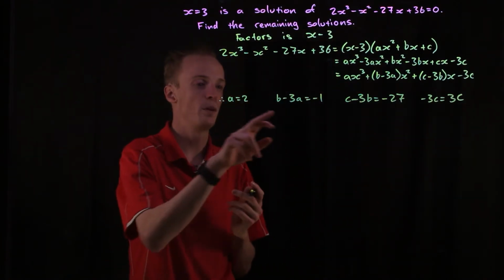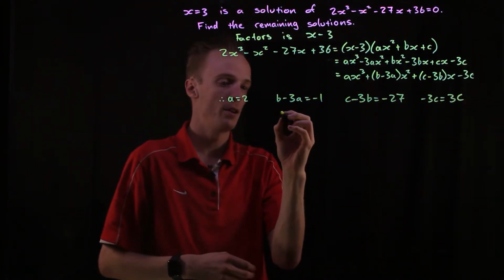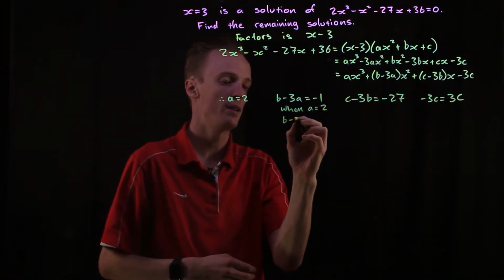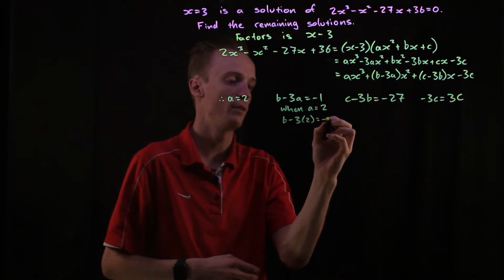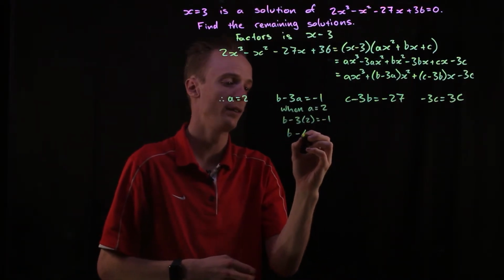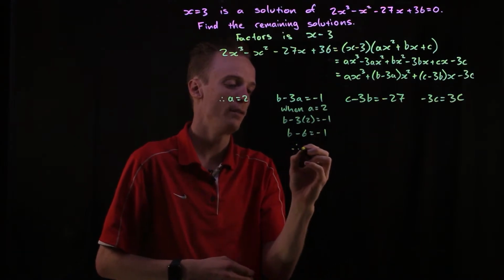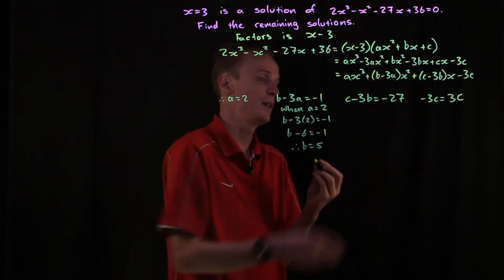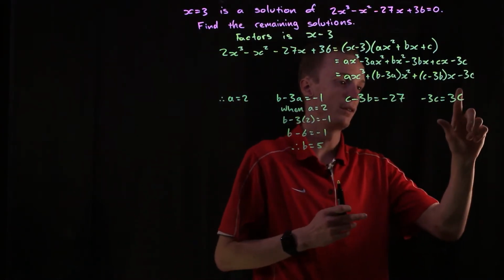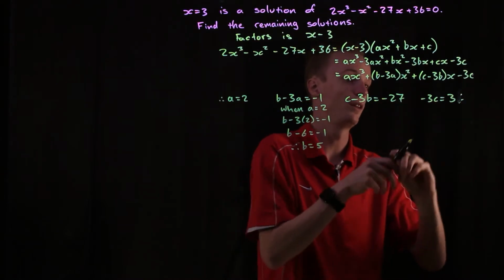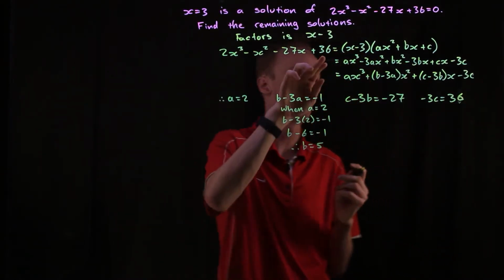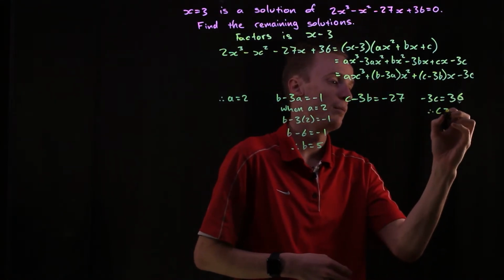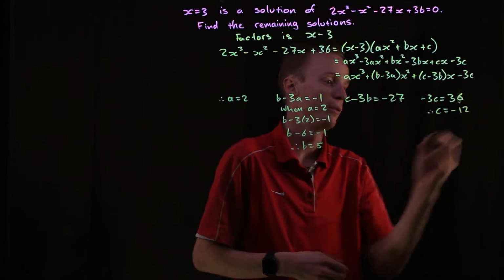Since I know my a, let's quickly find what my b would be. So when a equals 2, my b minus 3 times 2 should equal negative 1. So that means my b minus 6 should equal negative 1. So therefore my b should equal 5. Let's find out what my c would be. My negative 3c would equal 36. So therefore my c must be equal to negative 12.